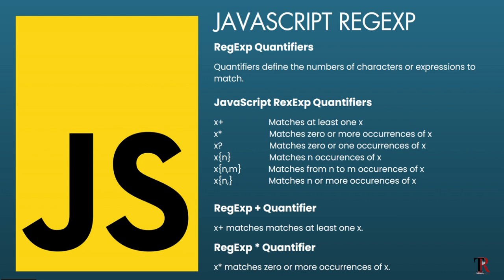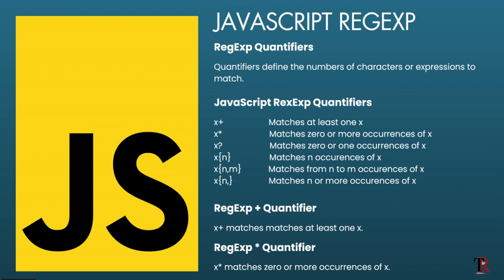Then we have some JavaScript regex expression quantifiers. We have x+, which matches at least one element. Then we have x*, which matches 0 or more occurrences of x. Then we have x?, which matches 0 or 1 occurrences of x. Then we have x{n}, which matches n occurrences of x. Then we have x{n,m}, which matches from n to m occurrences of x.